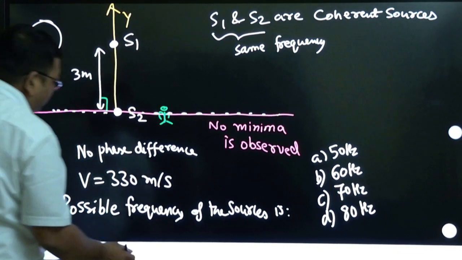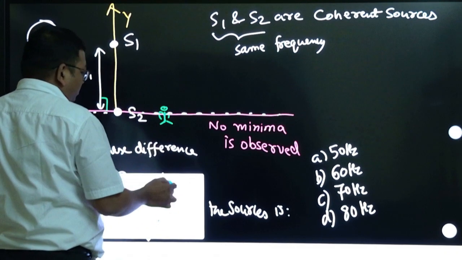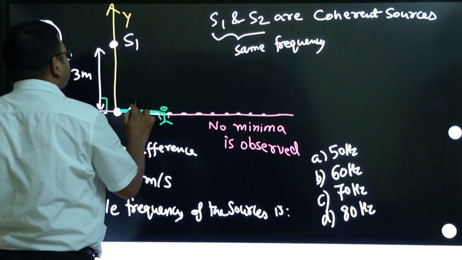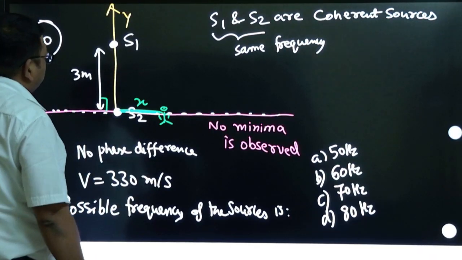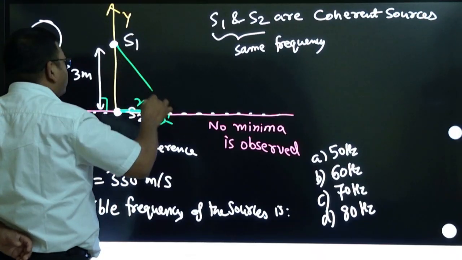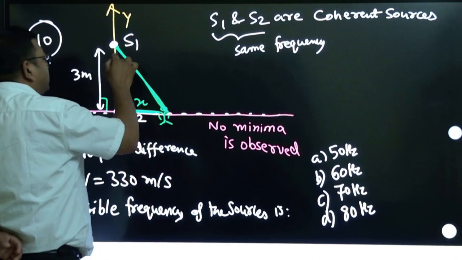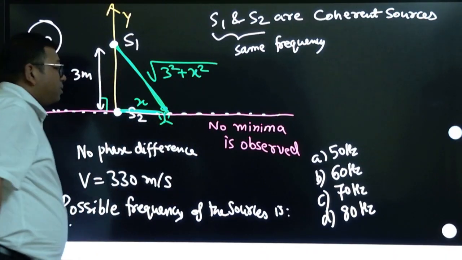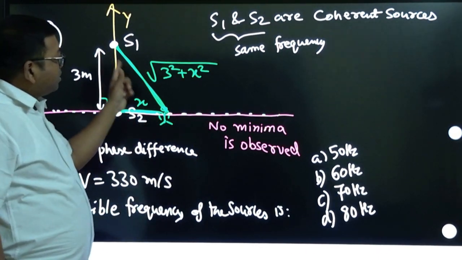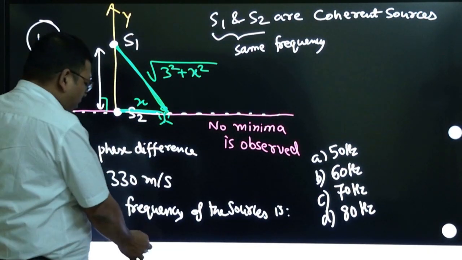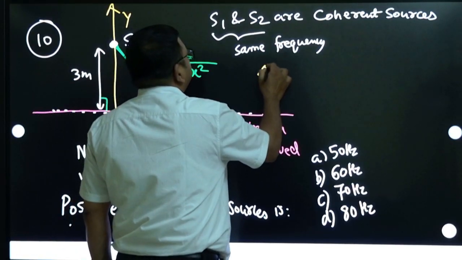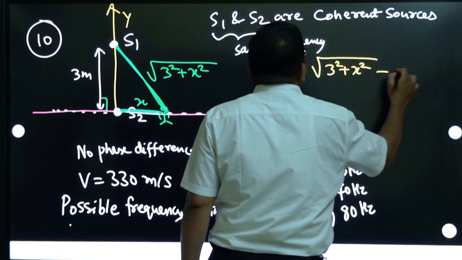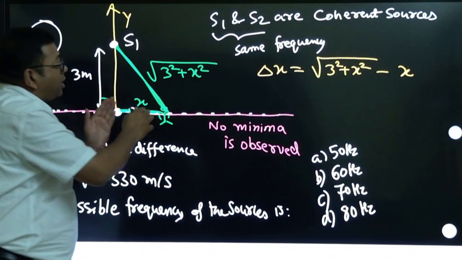Assume that a minima happens, and let us take that this person is some distance from here, let us say this distance is x. This is the second source, right? And from the first source, this distance will be, because this is the hypotenuse, root under 3 square plus x square. So path difference we have to calculate. Delta x, the path difference, will be root under 3 square plus x square minus x.